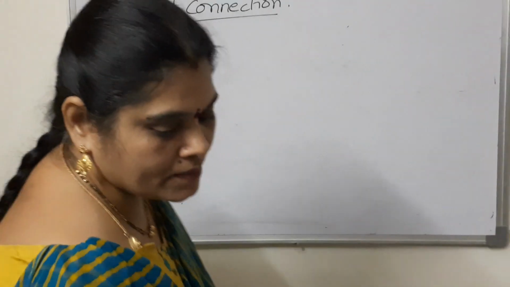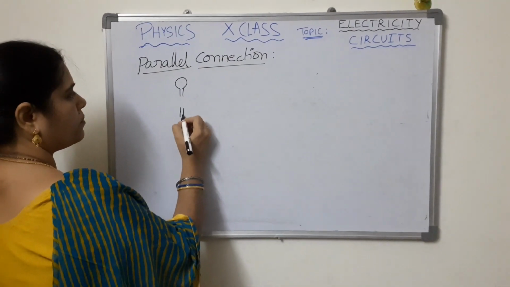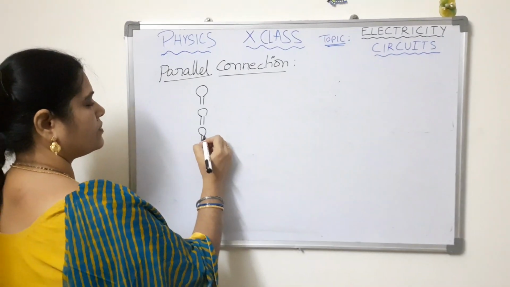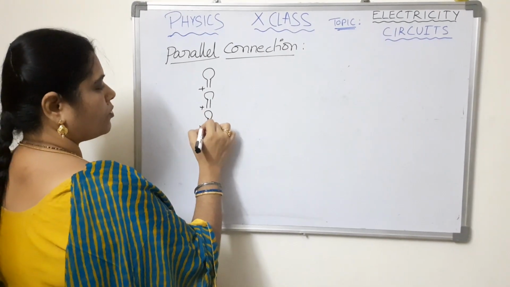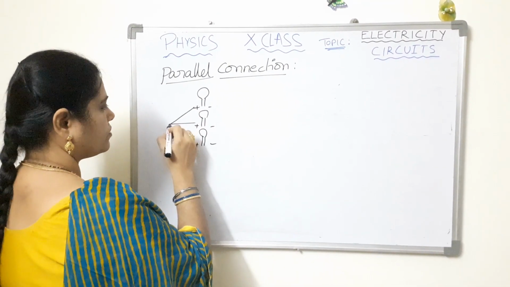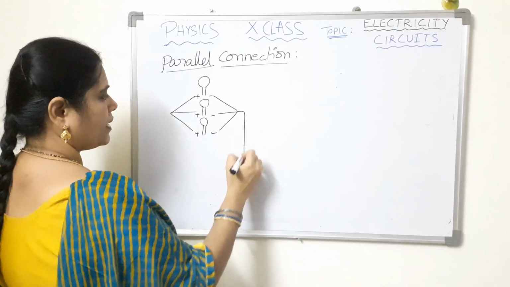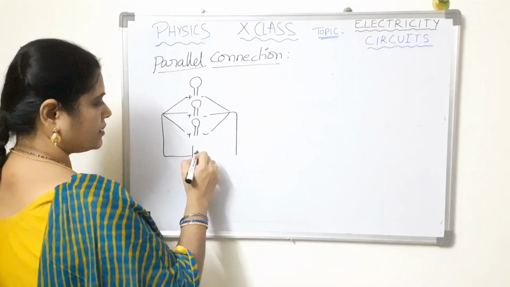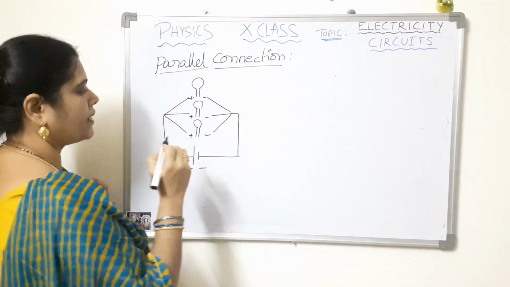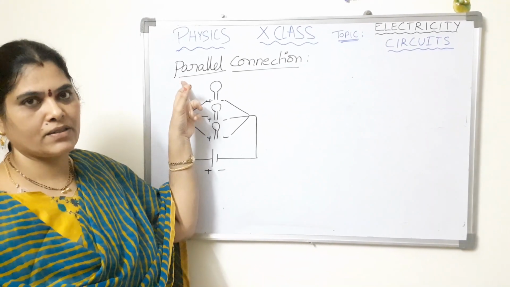Now we will draw the circuit for the parallel connection. This is bulb 1, 2 and this is 3. And here are all positive sides, and the negative ones, and these are all connected to the same end. And these are all connected to the same end. And again these will be drawn like this and they are connected to the battery. And this type of connection is known as parallel connection.